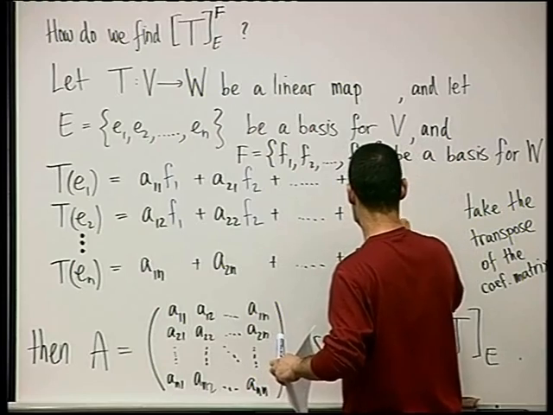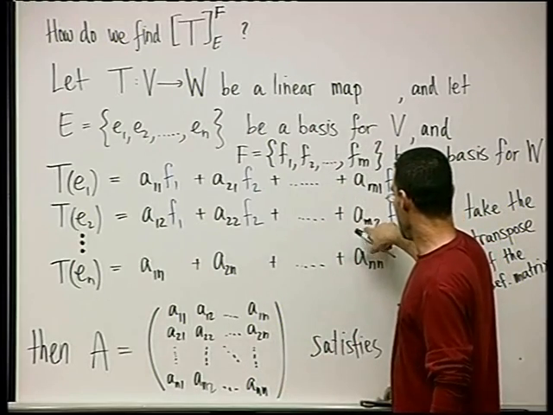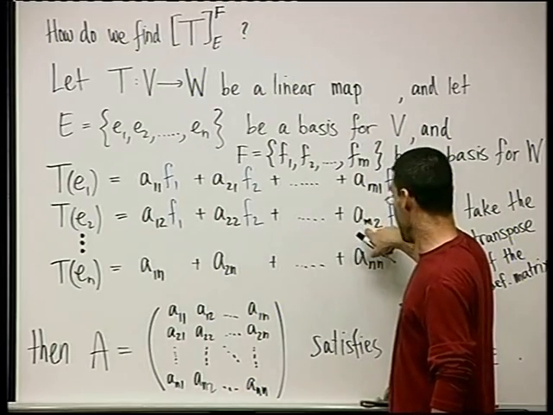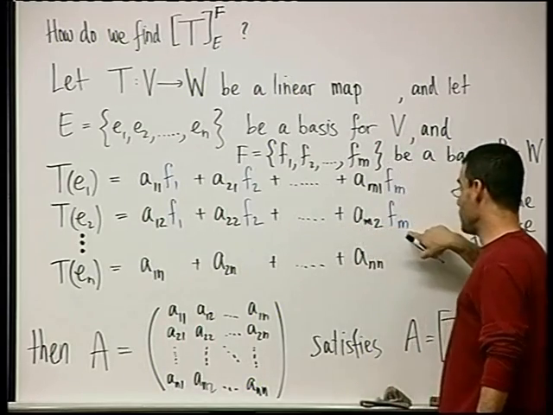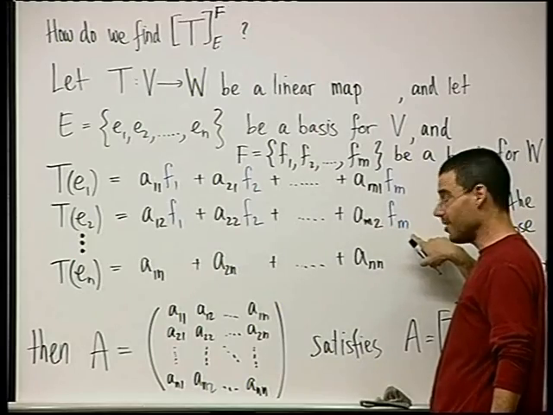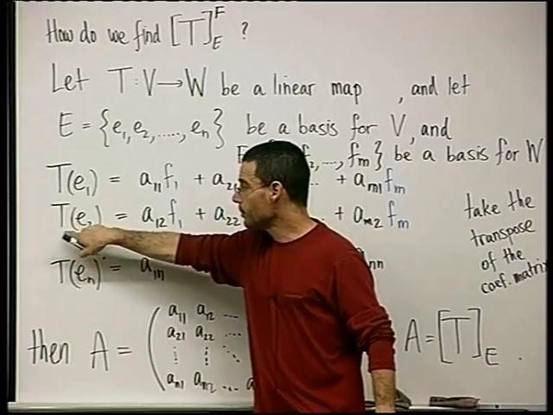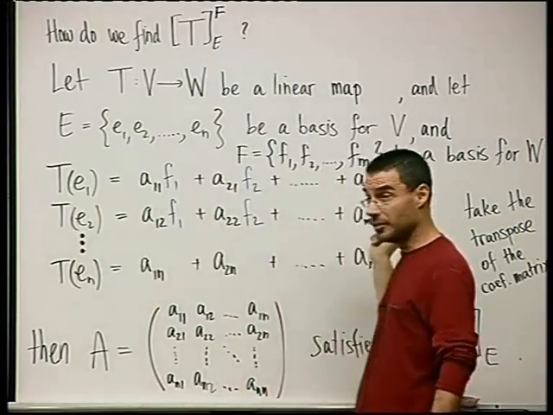Okay, so the first coordinate, the first index of A stands for which F it is a coefficient of. The second index stands for which E it was a T of.